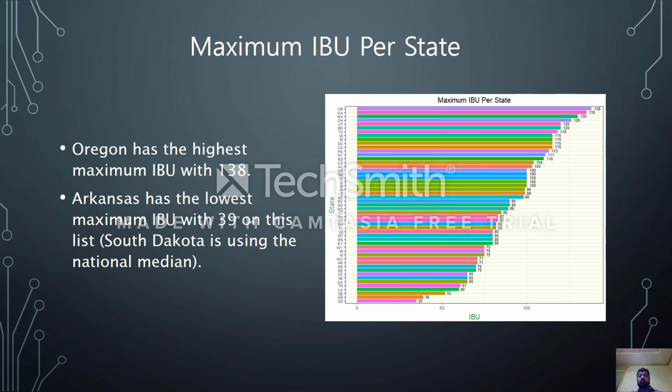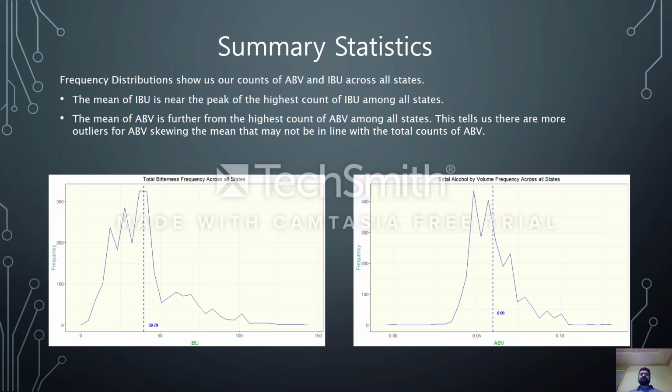Looking at the maximum IBU per state, we see Oregon has the highest with 138, and Arkansas has the lowest with 39. South Dakota is actually shown as the lowest on this list, but remember, we replaced it with the national median of 35, which just so happens to be the lowest out of all of these. So we're going to omit that and say it's actually Arkansas.